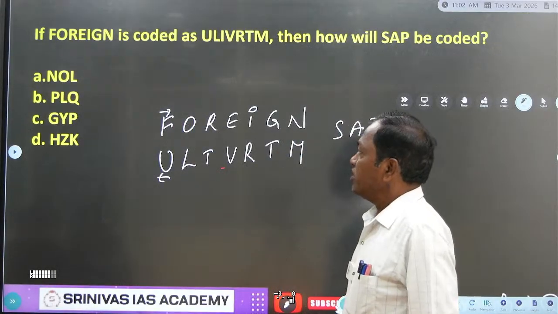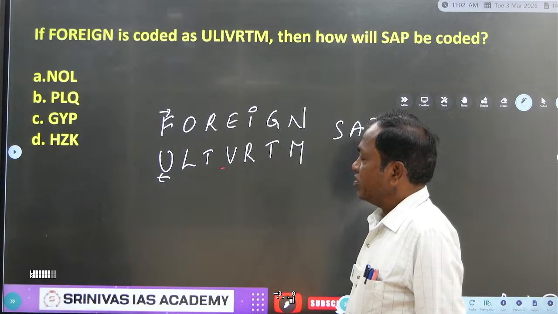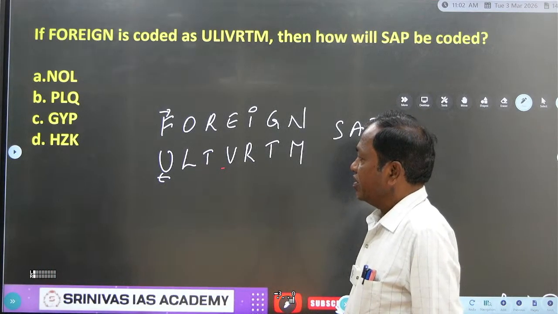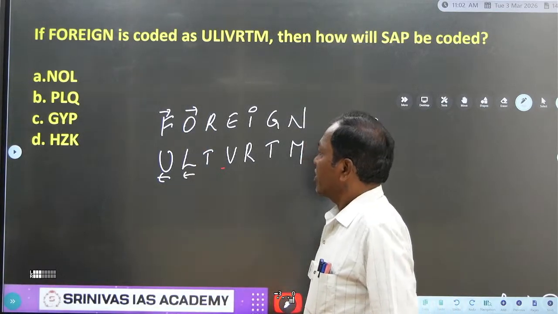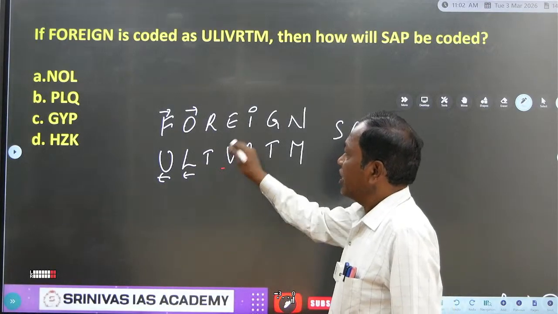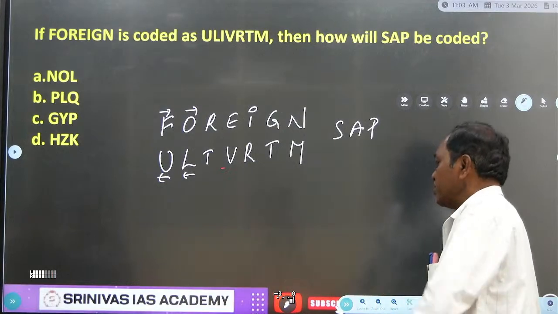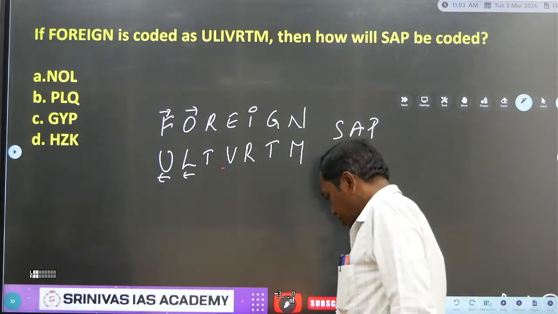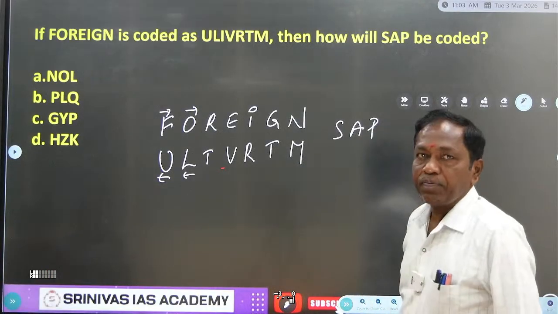Right. And O is the 15th from the beginning, L is, what is the reverse order you can take? 13 for L, same thing. And R is the 18th letter, T. I think forward order and backward order, straight away. Now you can write for SAP.